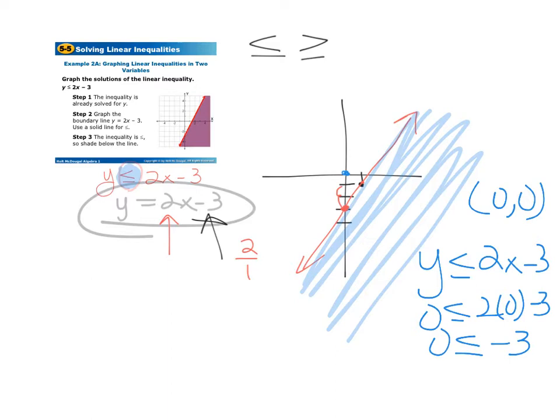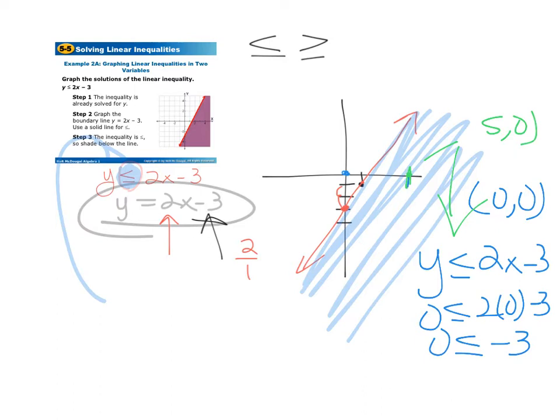Pick an ordered pair. Now, let's say you saw that it was less than, and you're like, okay, I don't want to pick a side that's not going to work. I want to pick an ordered pair that I know is going to work. So I could have picked any point that's below my line. So let's say I picked an ordered pair that's sitting over here. Let's say I picked 5, 0. When I plug it in, it needs to work. If it doesn't work, then I know I shade the other side.